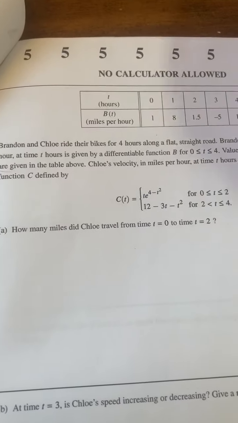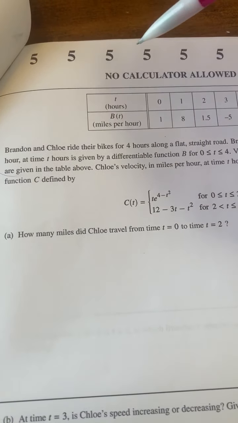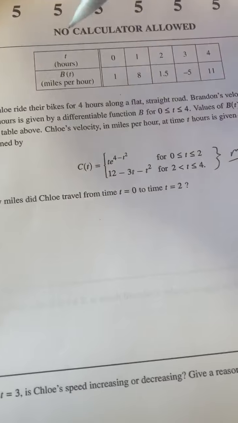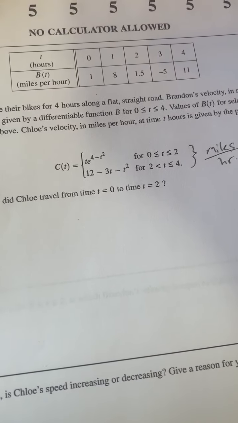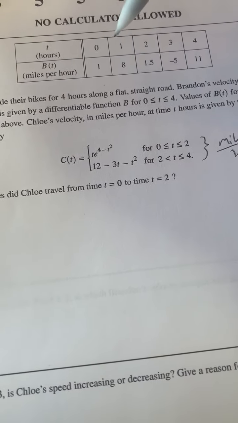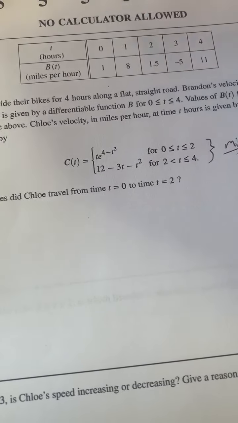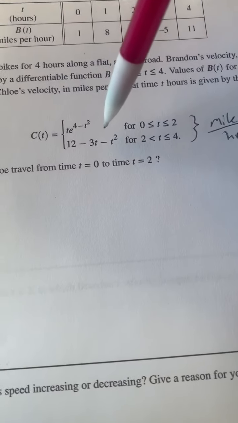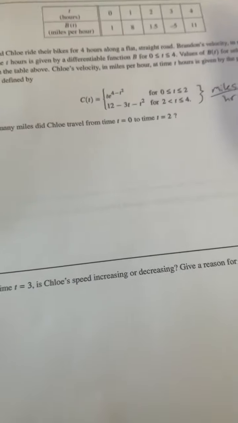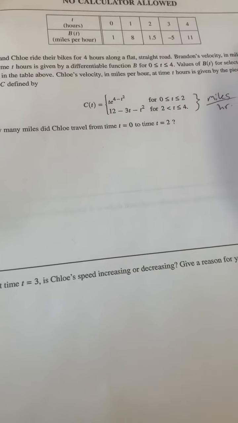Okay guys, back for number 5. You can read it, but essentially Brandon and Chloe are riding their bike along a flat straight road. This is Brandon's velocity in miles per hour, and this is Chloe's velocity, also in miles per hour. It says, how many miles did Chloe travel from 0 to 2?